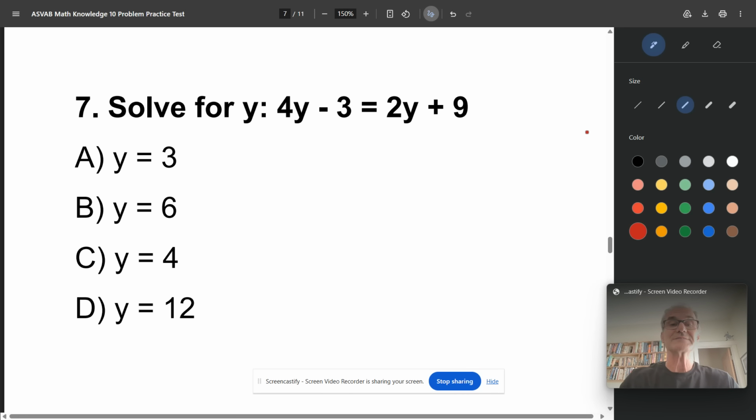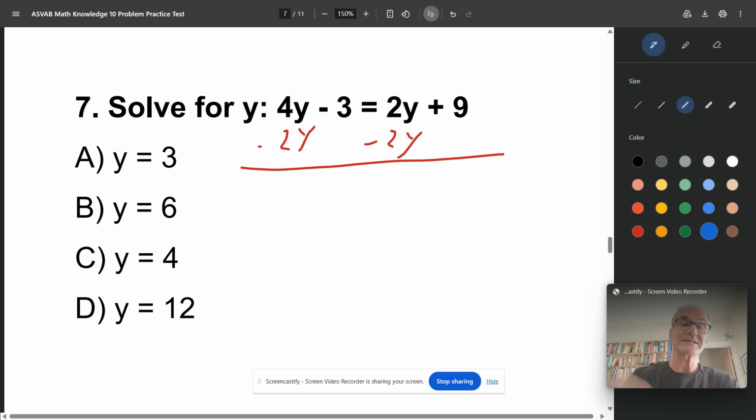I need to get all the y's by themselves, so I'm going to subtract 2y from both sides. With an equation, I can do whatever I want as long as I do it equally to both sides. I'm going to subtract 2y from both sides, and at the same time, I'm going to add 3 to both sides. Well, 4y minus that 2y is 2y. Minus 3 plus 3 is 0. 2y minus 2y is 0. 9 plus 3 is 12.